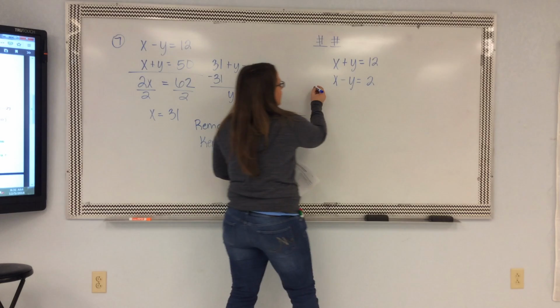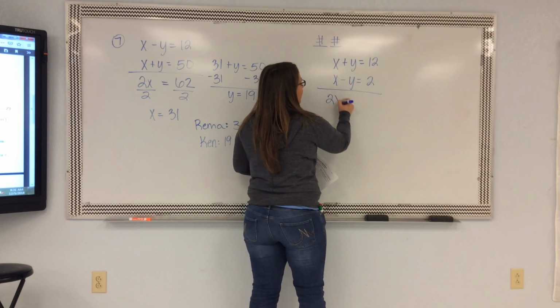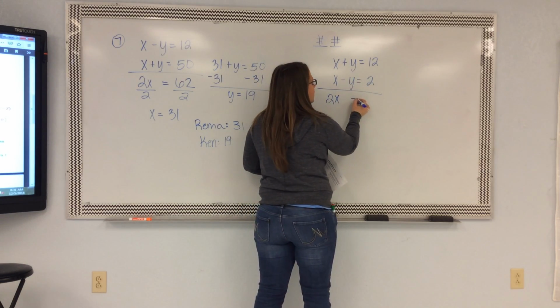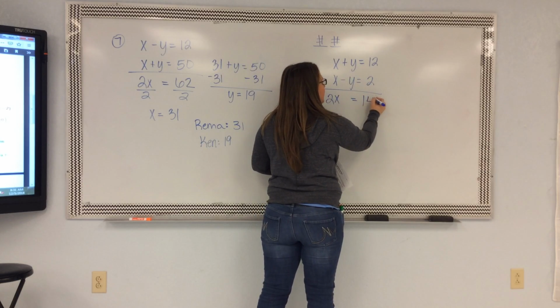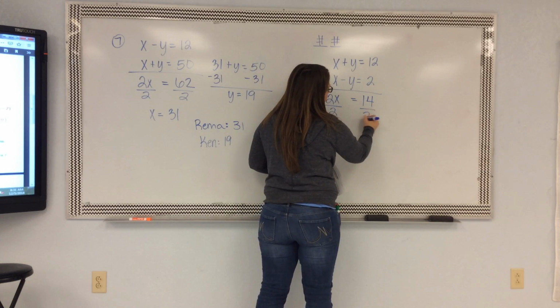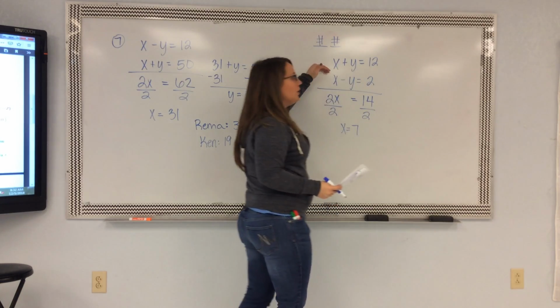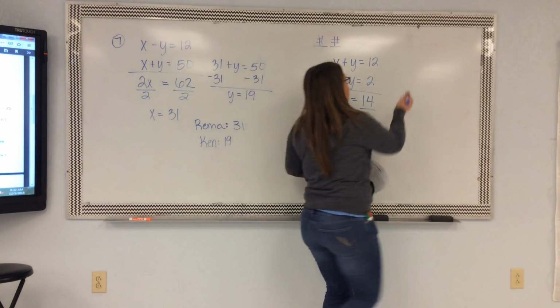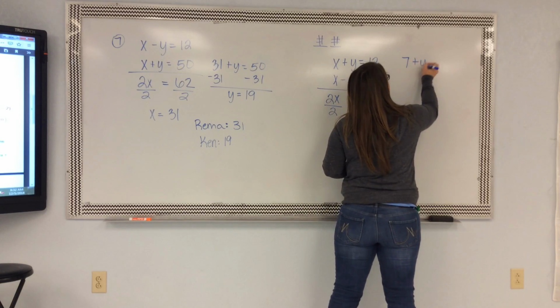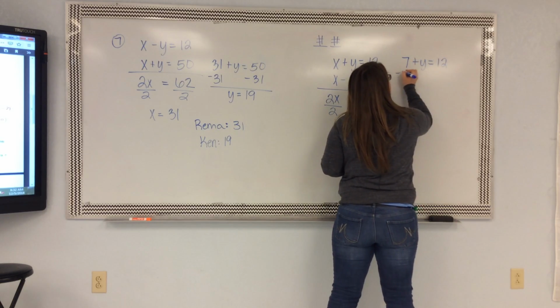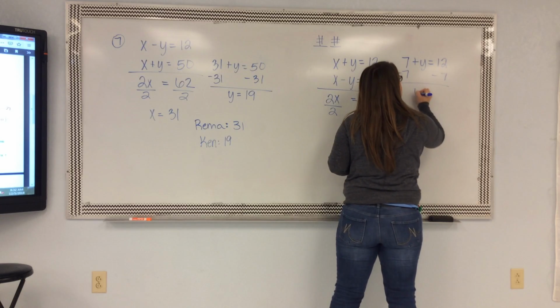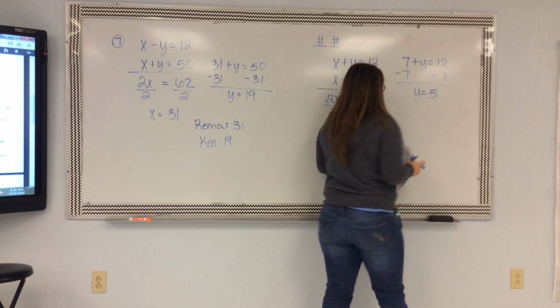So let's go ahead and solve this here. X and X is 2X, plus Y minus Y cancel each other out. 12 and 2 is 14. So I'm going to divide both sides by 2 and get X is equal to 7. Go back and plug that in. I'm going to plug it into the first one and say 7 plus Y equals 12. So I'm going to subtract the 7 from both sides and get Y is equal to 5.